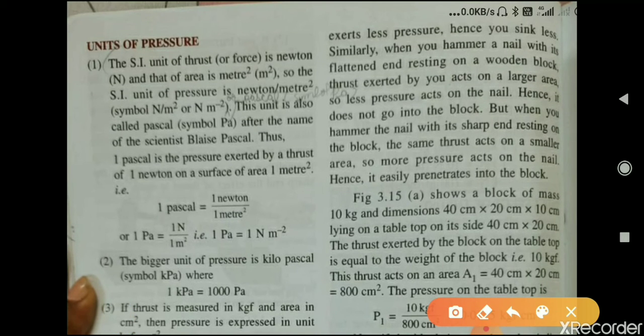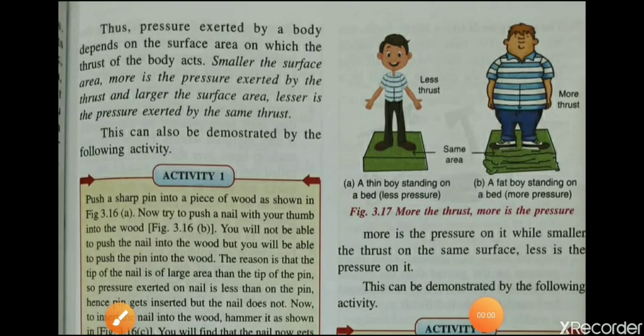Similarly, when you hammer a nail with its flattened end resting on the wooden block, the thrust exerted by you acts on a larger area, so less pressure acts on the nail, hence it does not go into the block. But when you hammer a nail with its sharp end towards a wooden block, the area of contact with the wooden block is less, therefore more pressure will act on this nail and this nail will penetrate into the wood.